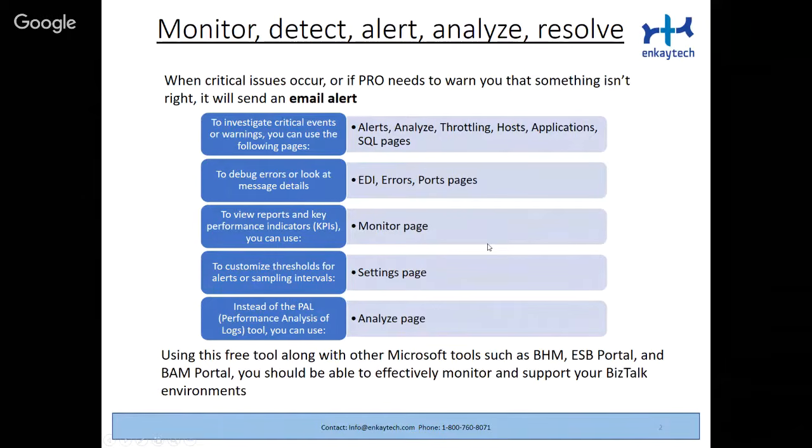And look at key performance indicators. I'll tell you what the key performance indicators are shortly, but we have something called a monitor page that allows you to look at KPIs. It's like a dashboard that tells you what's happening within your ESB environment or BizTalk environment. And you can look at message counts, and you can look at throughput, latency, those kinds of things.